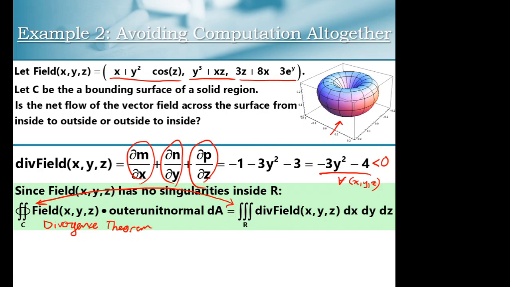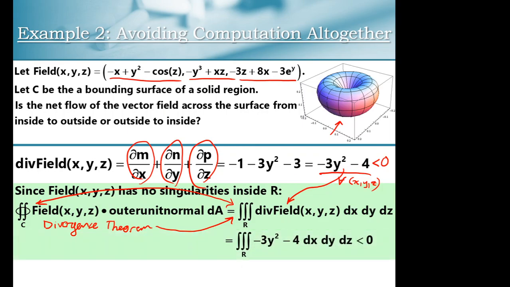Basically, we have two ways of doing our computation in this case. We can either do a surface integral over the boundary, or we can do a triple integral over the interior, and because we don't have any singularities to worry about, we can pick either one. Now in this case, we want to use the divergence theorem to get from our surface integral over to a triple integral where we can plug in this expression, negative 3y squared minus 4, for the divergence. And if we are triple integrating something that is always negative, we know that triple integral is going to give us a negative answer.